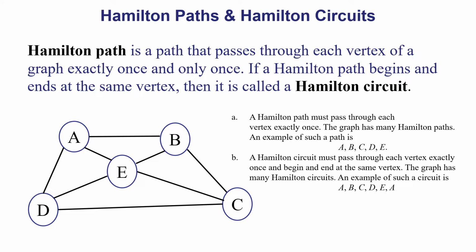A Hamilton path is the path that passes through each vertex of a graph exactly once and only once. If a Hamilton path begins and ends with the same vertex, then it is called a Hamilton circuit. We have the graph here. It has many Hamilton paths, and one of them is A, B, C, D, E.